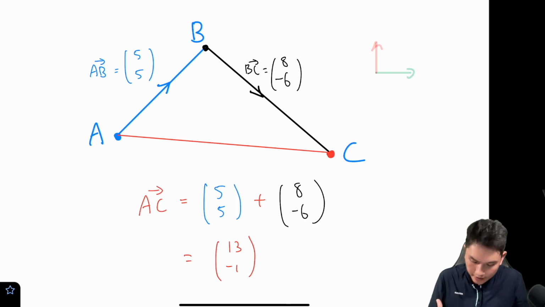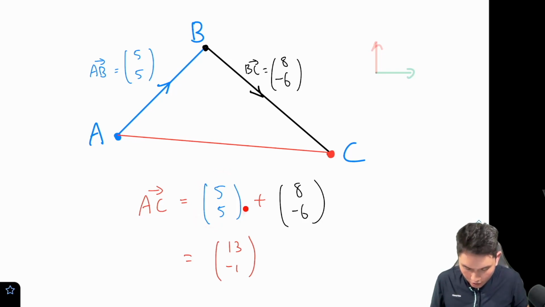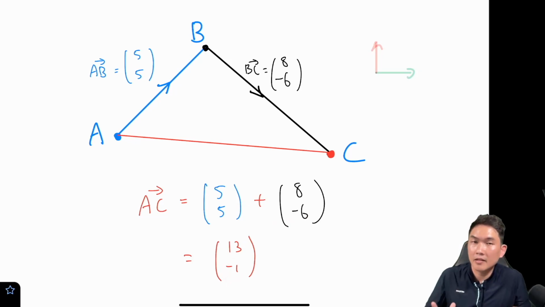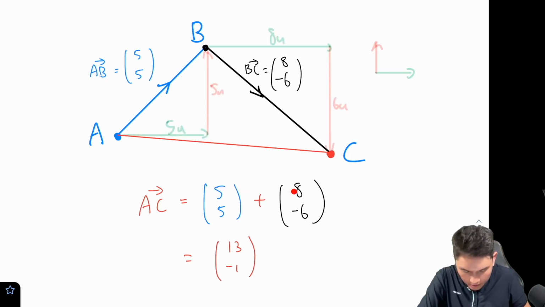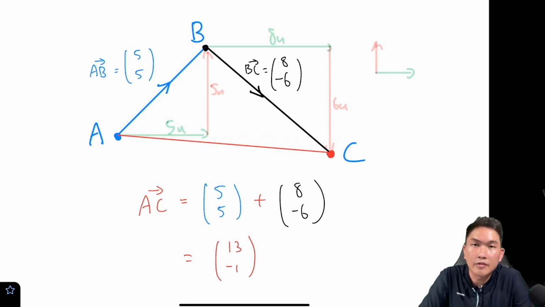How do you add two vectors together? You use the column vector form and add the numbers that are in the same direction: 5 and 8, that's 13, and 5 plus negative 6, that's negative 1. That will be your resultant vector. Now a quick breakdown of how this works, so you can see why we're adding up the individual components. That is really just 5 plus 8 this way, and then 5 minus 6, a net of negative 1, so 13, negative 1 will actually get us to AC.